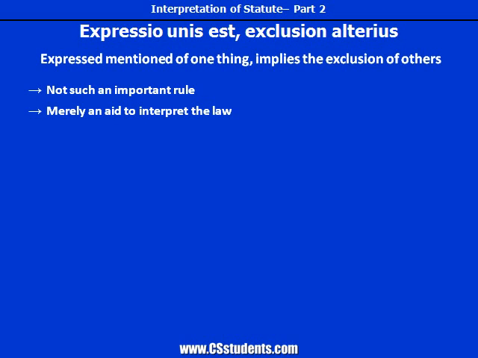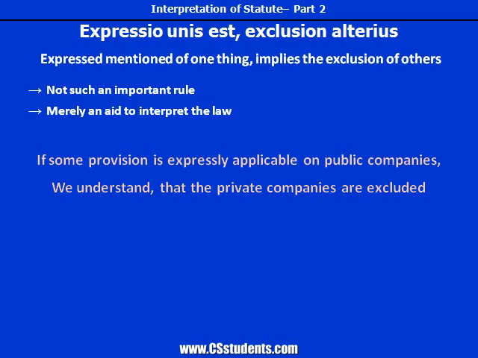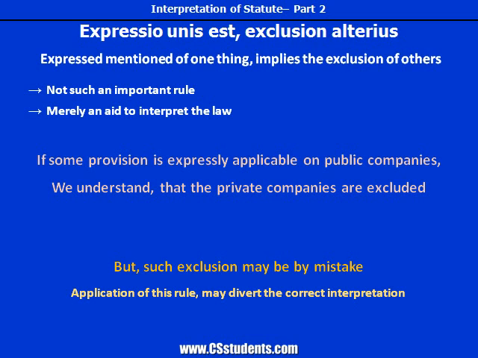The rule works on the simple presumption that if one thing is expressly included, that express inclusion would imply that others are excluded. For example, if some provision is expressly applicable on public companies, we understand that the private companies are excluded. But such exclusion may be by mistake, or by an accident. In that scenario, application of this rule may divert from the correct interpretation. So, one needs to be careful to apply this rule.